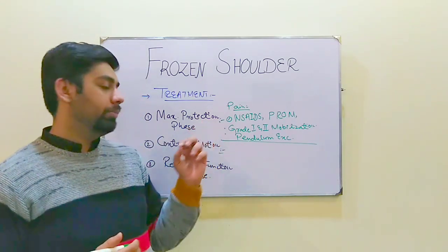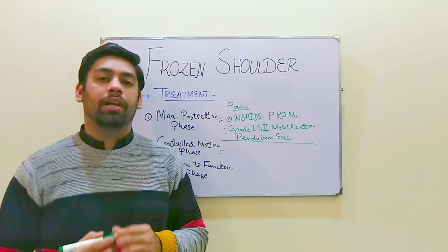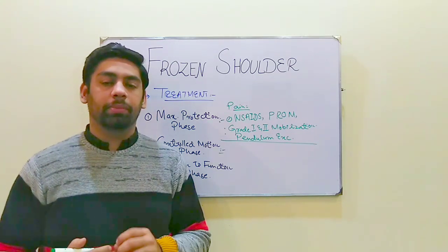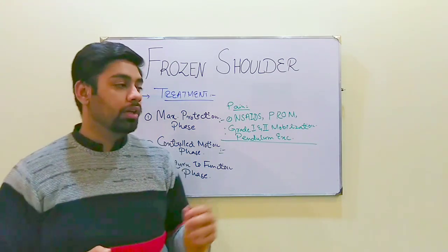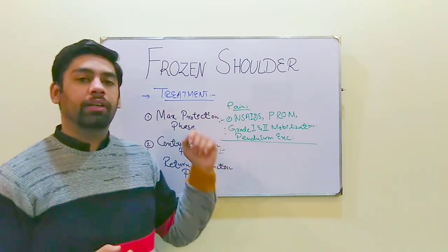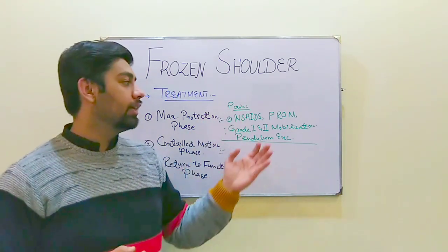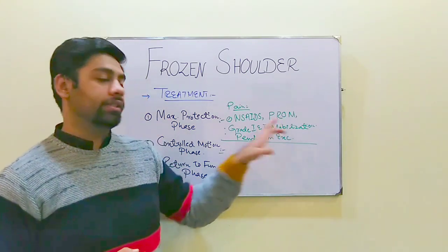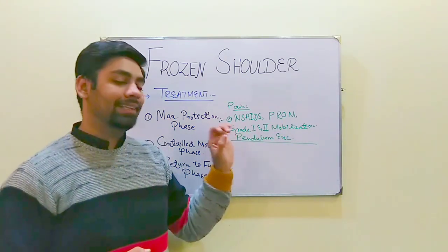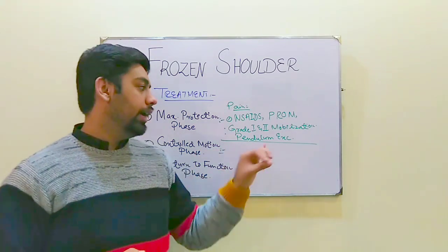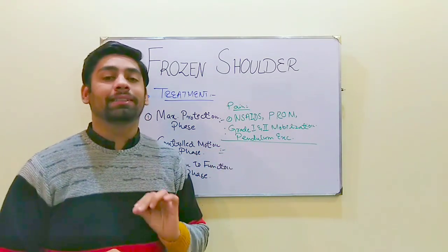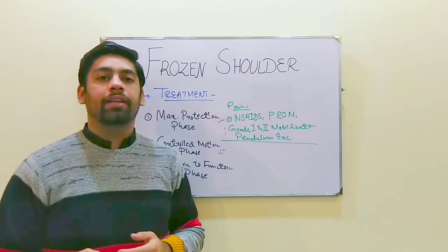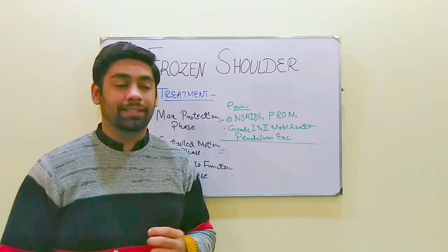First of all, talking about the maximum protection phase, which lasts for about 3 months. During this stage, the main presentation of the patient is pain and inflammation. So for the control of pain, we can prescribe NSAIDs. Talking about the physical therapy interventions, we can perform passive range of motion, gentle grade 1 and 2 mobilization, and we can teach the pendulum exercises. These exercises are very helpful during the first stage and can prevent the formation of adhesions.